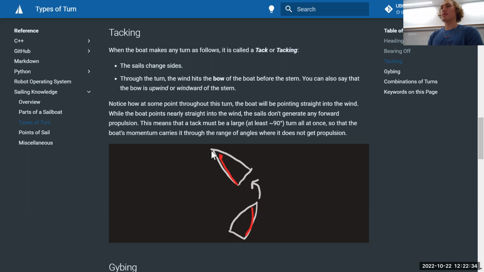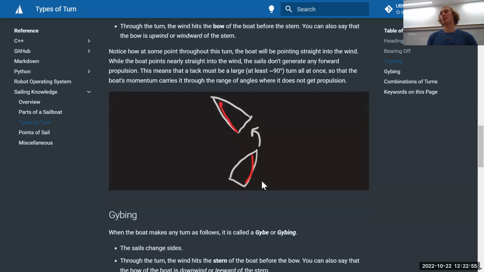So I'll touch on this a bit more later, but you can't point your boat straight into the wind and expect to sail that direction. So there's kind of a minimum size of turn that you have to do your tack all at once while you have momentum to carry through. Because if you try to tack slowly, you're just going to get stuck pointing straight into the wind, and you won't be able to go forward. So yeah, it's important to carry your momentum through your tack and tack all at once.